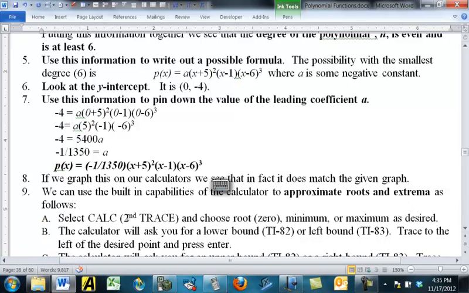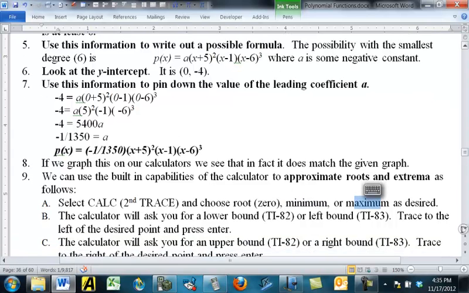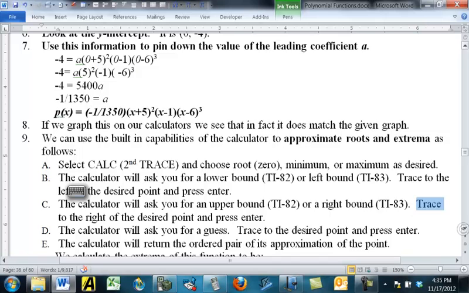Do calc, which is second trace, and choose 0 if you want to find the 0 or root. On the TI-82 it says root, on the 83 and 84 it says 0. Minimum or maximum, you can do those. So say we want to count, do the maximum.